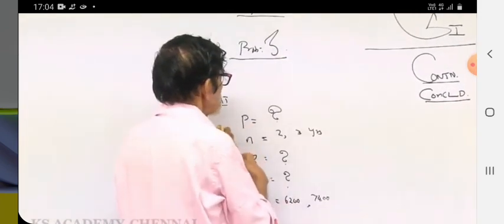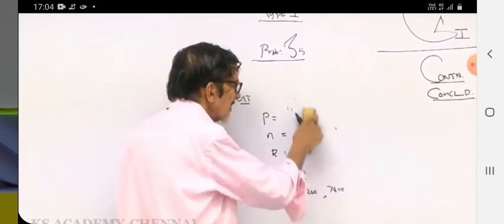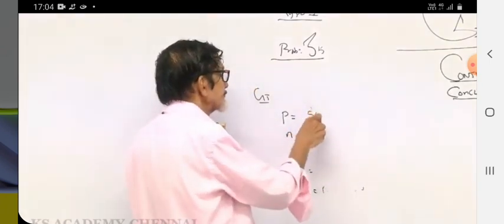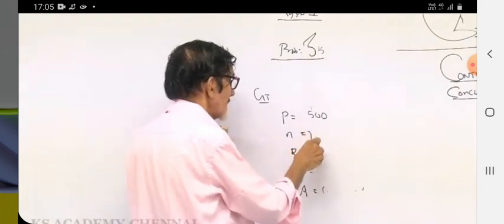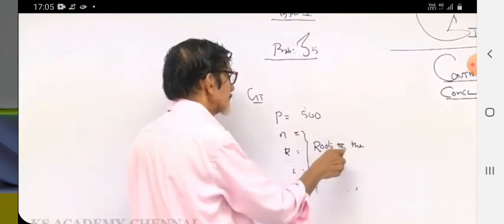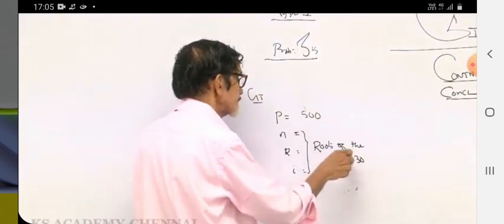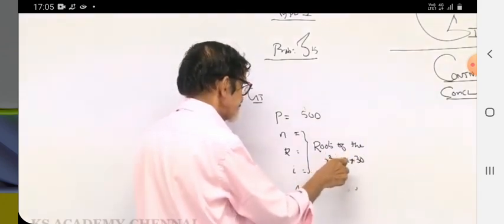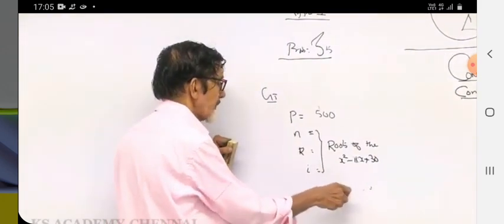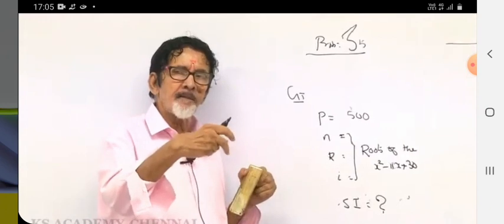Problem 35. P is rupees 500. You correct the problem. It is not given, so insert P is 500. Roots of the quadratic equation. P rupees 500 is given in the problem, but they have not mentioned it, so you insert the omission.